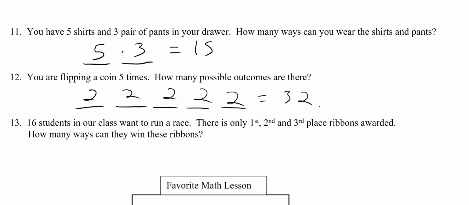And then this one: 16 students in our class want to run a race. There's only first, second, and third place awarded. How many ways can they win these ribbons? Remember, there's 16 kids, so 16 kids can win first place, but somebody's got to win first place. Now there's only 15. And then somebody's going to win second place. Now there's only 14. And then you multiply all those together.